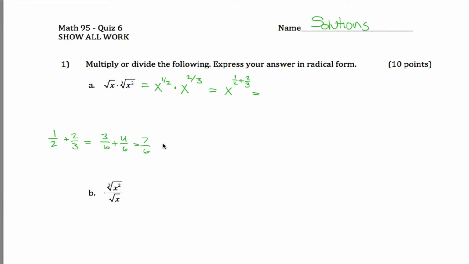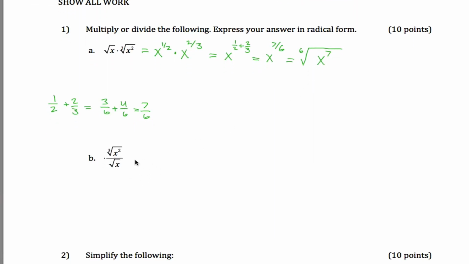So my answer is x to the 7/6 power, which would be a perfectly acceptable answer except that it says write your answer in radical form. In radical form, the way to write this is the 6th root of x to the 7th power, because I have a 6 in the denominator. So that's the answer.